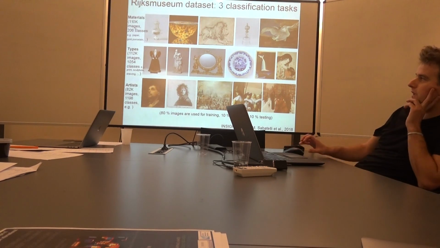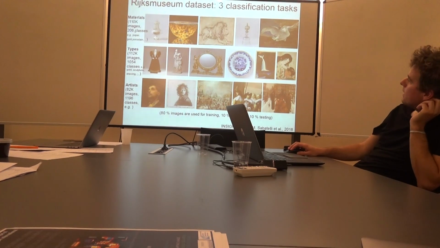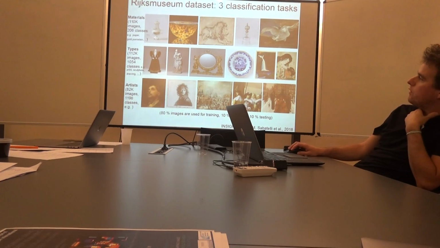Each of these images has one single label that comes from the metadata of the Rijksmuseum. One of these labels is materials, for example paper, gold, porcelain, etc. The goal here was to assess if this network was able to classify the material of these images. The second task is somehow correlated. It's the types of works of art, like prints, sculpture, drawings, etc.